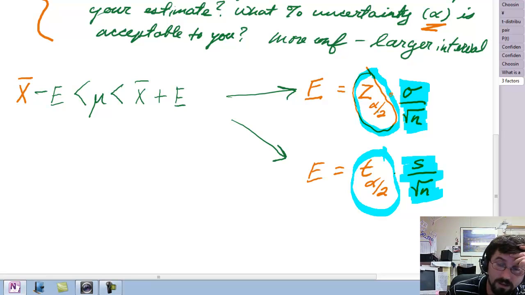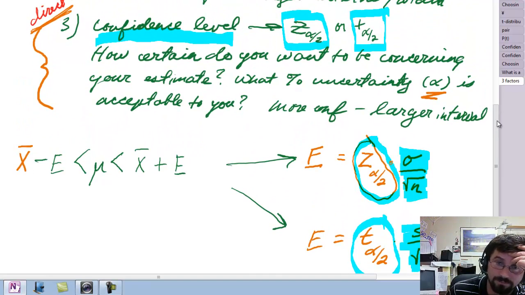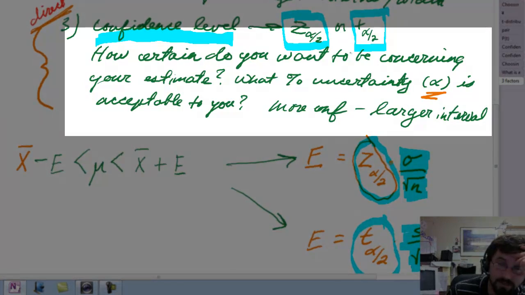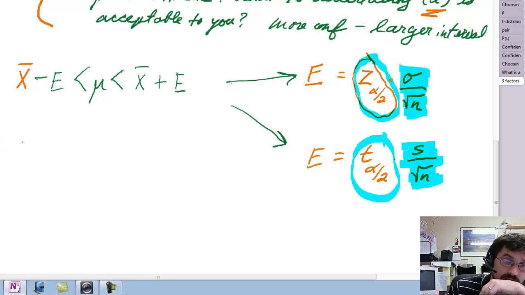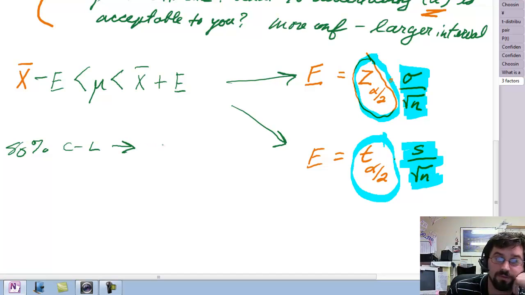So last thing here is, how do you determine this alpha over 2? Well, I said up here, how certain do you want to be? That's your confidence level. Your degree of uncertainty, which is the complement of that, is alpha. So if I say I want to be 80% confident, then that implies that I'm okay with being 20% uncertain. So that's alpha.